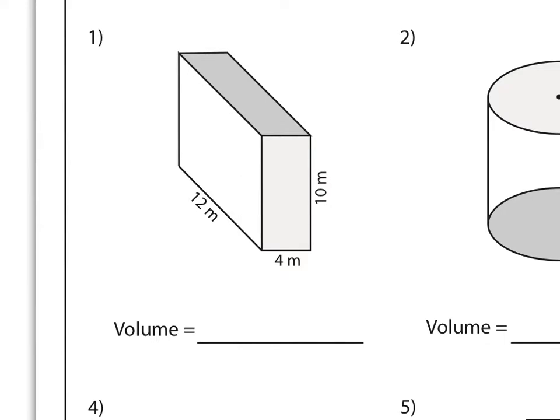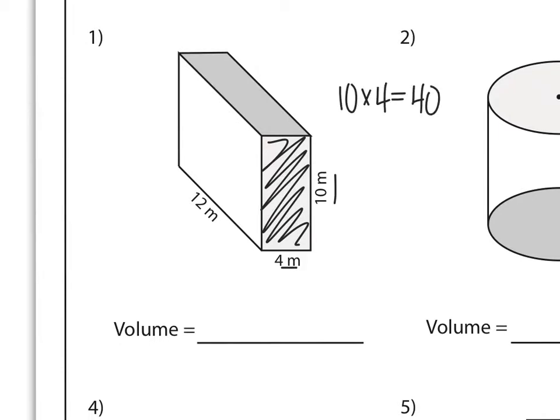Given a rectangular prism, this is what can be our base because it looks like a rectangle. So the area of this is going to be length times the width. So it's going to be 10 times 4 equals 40. Now remember, that's the area, so it's meters squared.